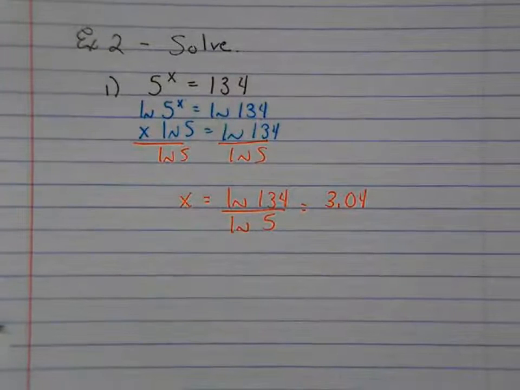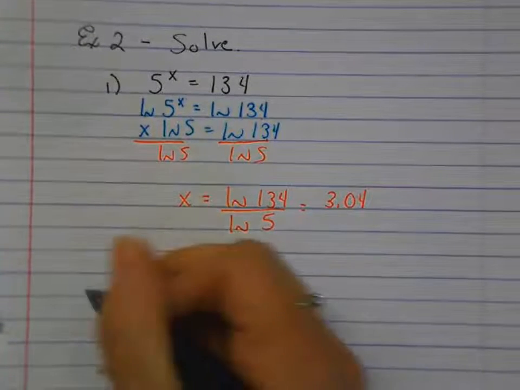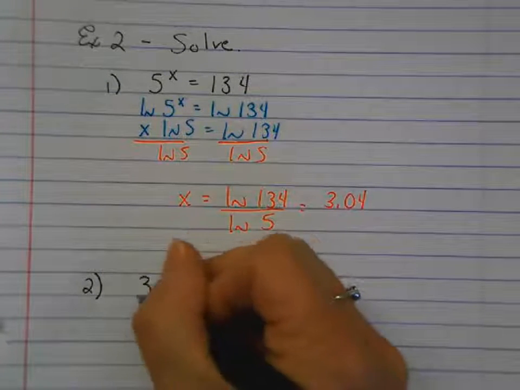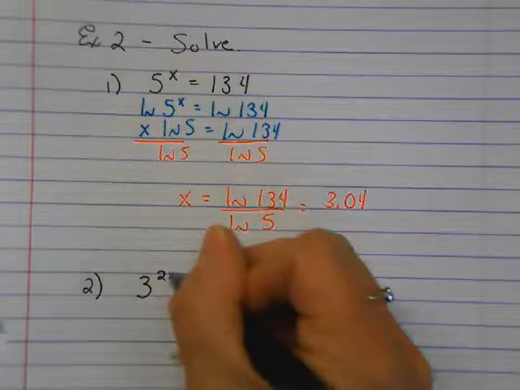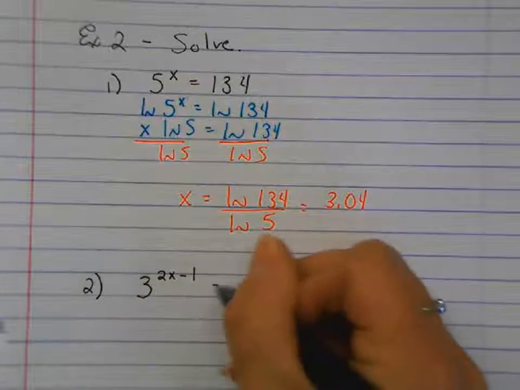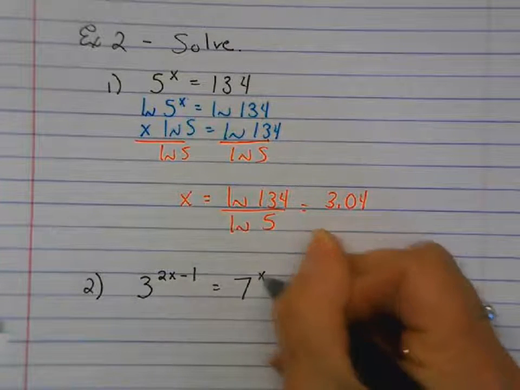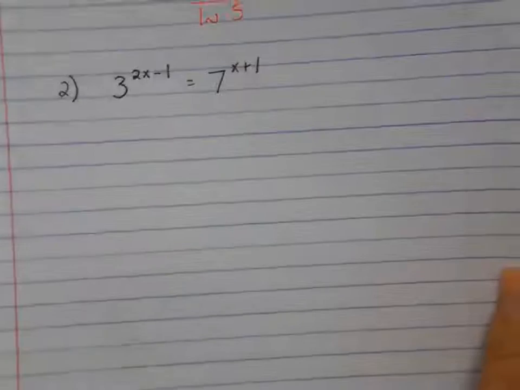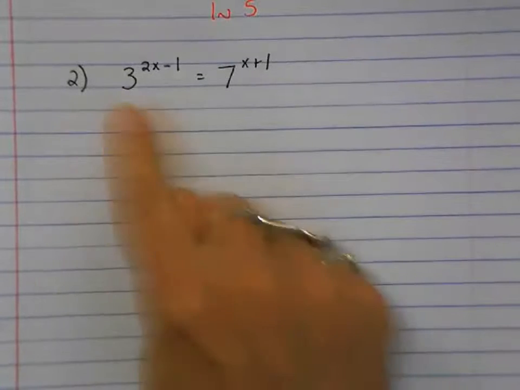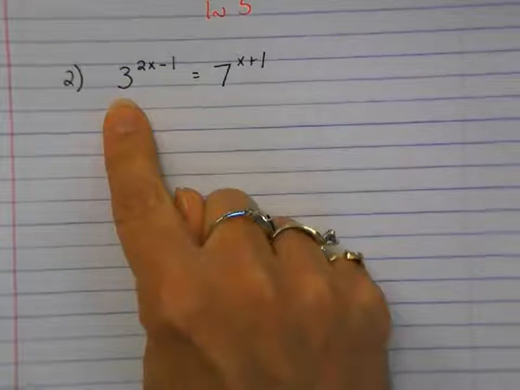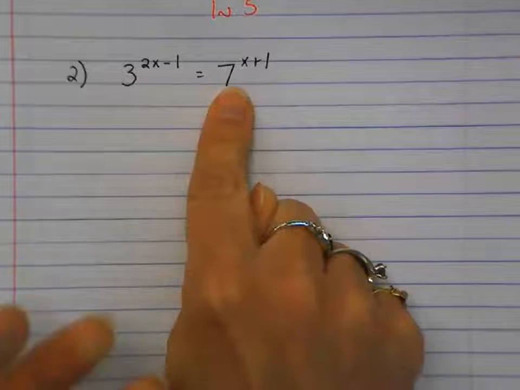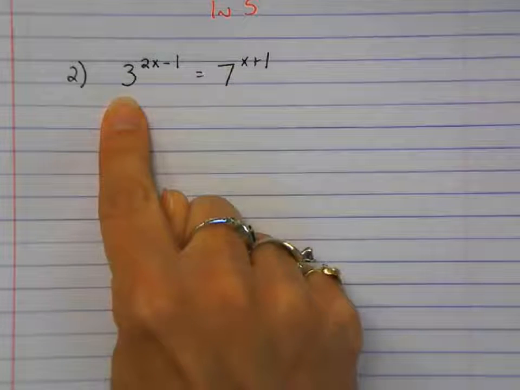Okay, let's try one. Again, a little bit harder. I have 3 to the 2x minus 1 equals 7 to the x plus 1. Now, again, you understand why you can't get a common base. There's nothing that you can do to either side to get it. You can't make it get 3 to what power is 7? Nothing. 3 to what power is 7? Nothing. So you're out of luck.